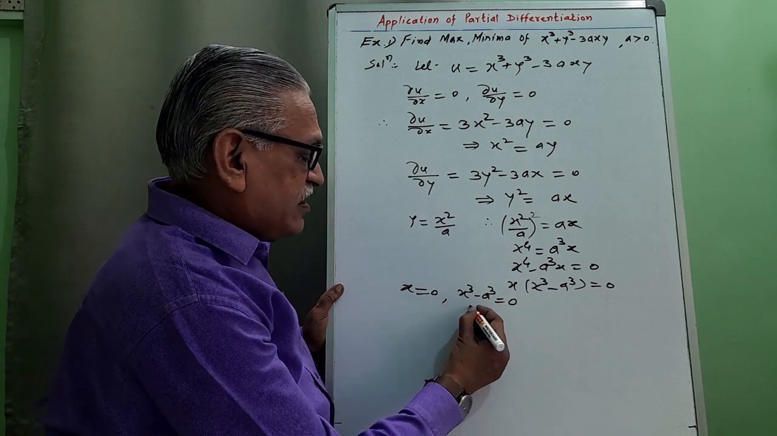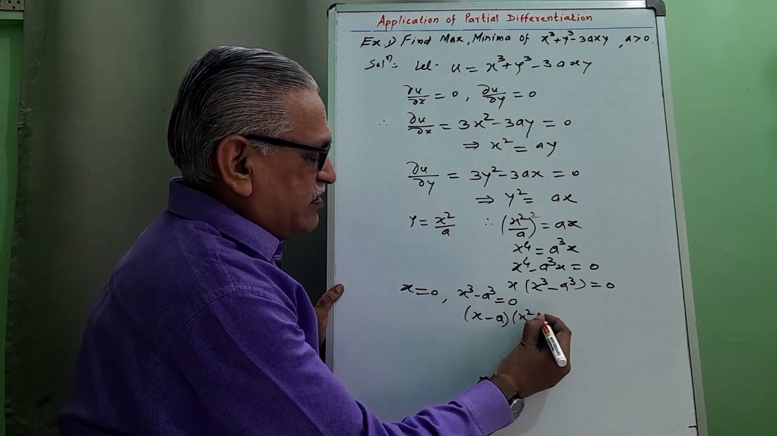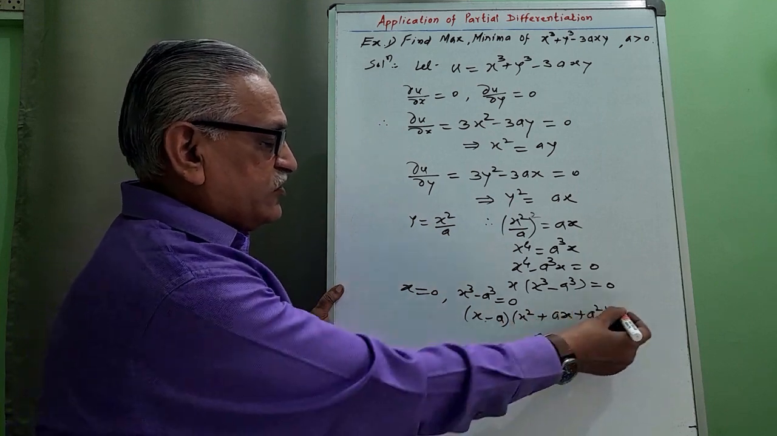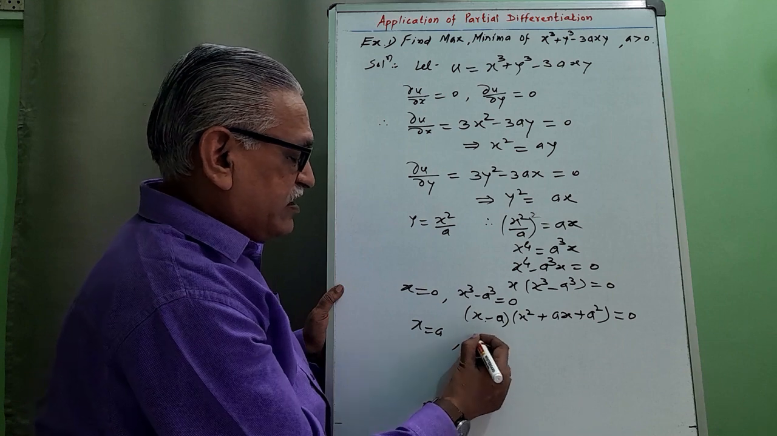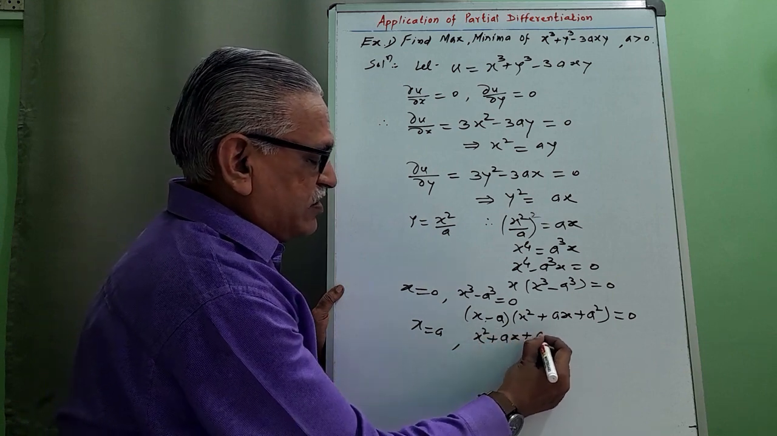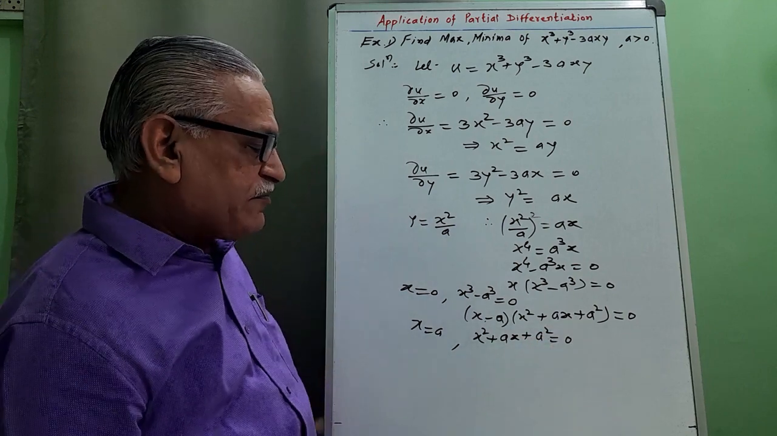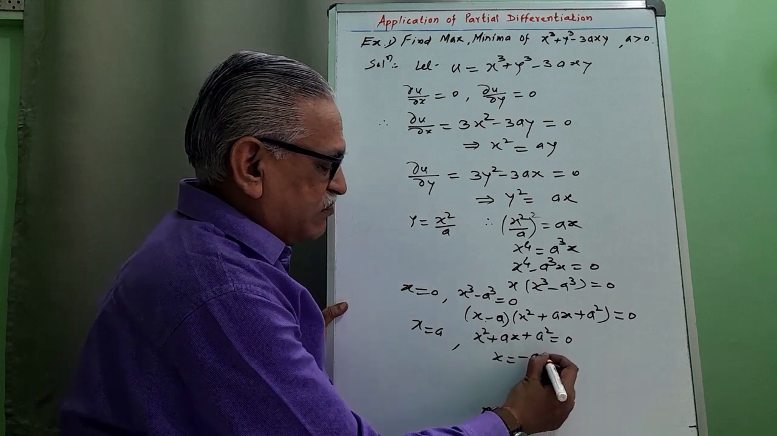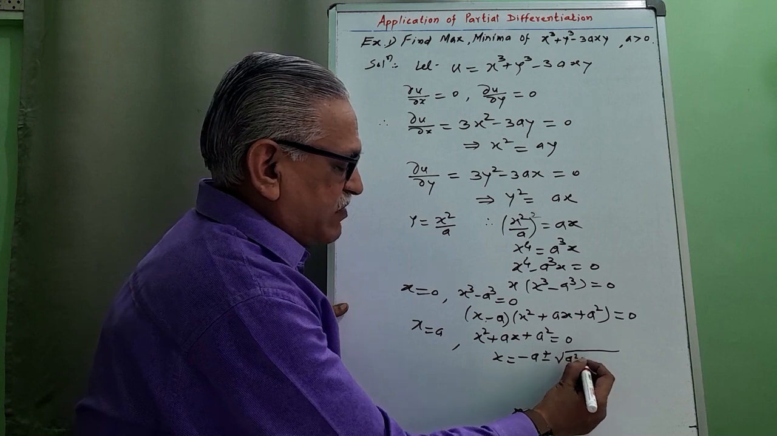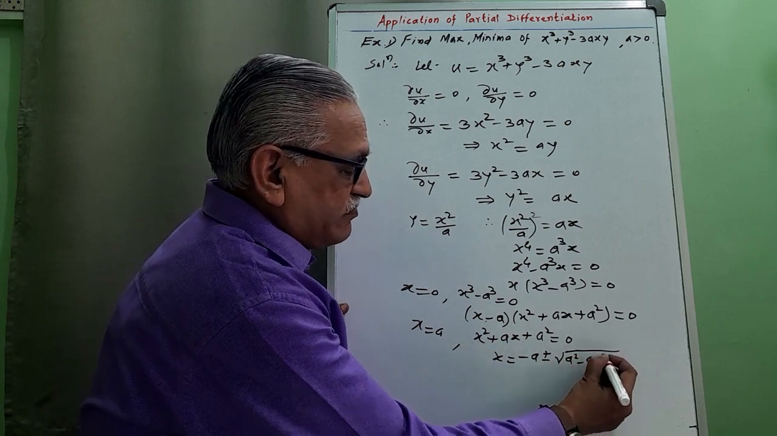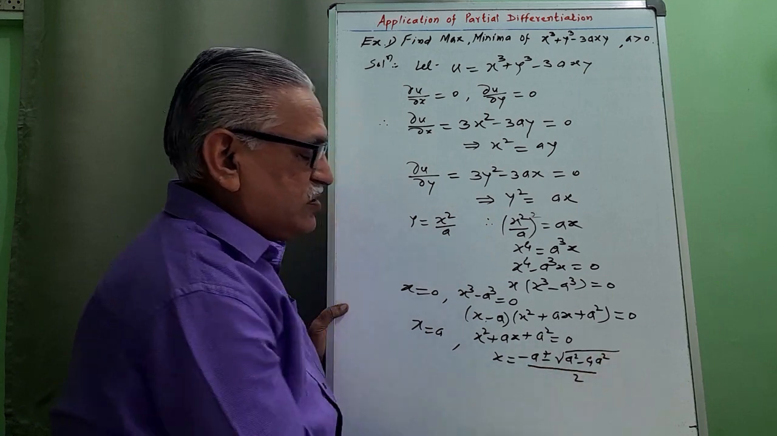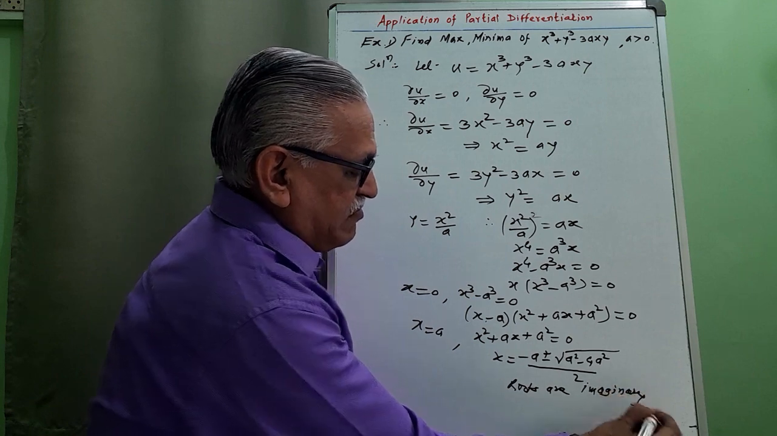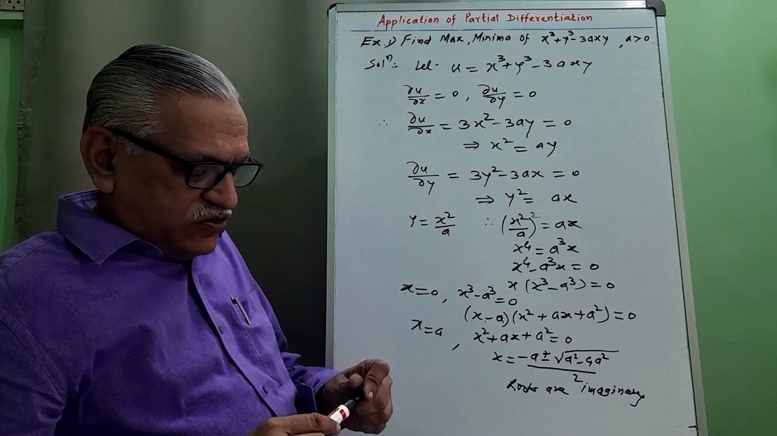Finding the factors of this, the factors are (x minus a) multiplied by (x square plus ax plus a square) equal to 0. Equating it to 0, we get x is equal to a, and x square plus ax plus a square equal to 0. Finding the roots of this by the formula, x is equal to minus a plus minus root of (a square minus 4ab), where a is 1 and b is a square, divided by 2. Here we have a root of a negative term, and therefore the roots are imaginary, and we neglect those imaginary roots.